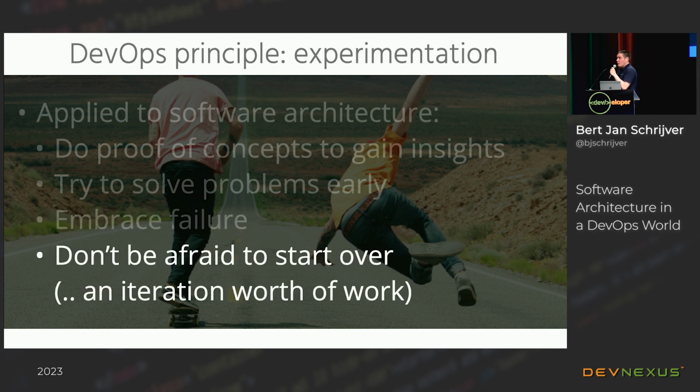And don't be afraid to start over. Obviously not start over your entire project, but an iteration worth of work. So it could be a sprint or a period of 2 weeks. If after these 2 weeks you have the insight that you're not moving in the right direction, by all means stop, throw away these 2 weeks of work and get started, but now start moving in the right direction. So as I said before, speed doesn't matter. It's more important that you're moving in the right way.